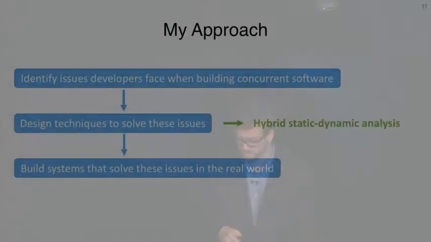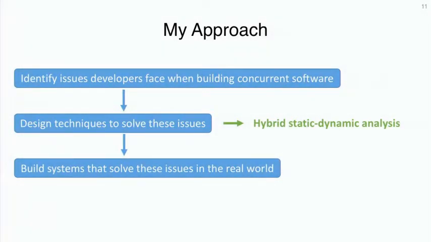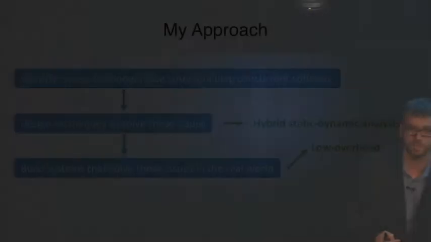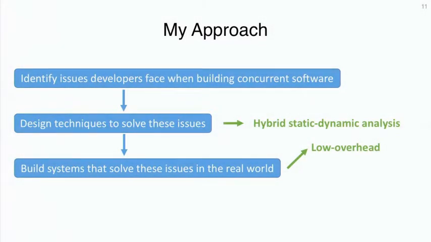Now, having designed these techniques, I then build real systems that actually solve these issues for real-world software. And when building these systems, I strive for three key guiding principles. The first guiding principle is striving for low performance overhead. Because as we'll see in a moment, the techniques I build are geared towards in-production use, to be used in the devices that we use every day or in a data center. And so performance is a key design constraint.